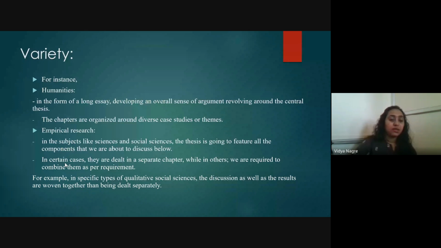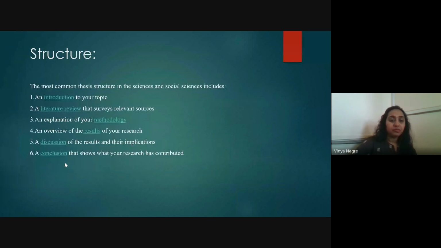So in certain cases, they are dealt with in a separate chapter, while in others, we are required to combine them as per the requirement. So sometimes the research section is kept separately and the discussion section separately. Or in certain cases, they call it research discussions, and then they have a concluding chapter in which they add the findings of the study. So for example, in specific types of qualitative social sciences, the discussion as well as the results are woven together rather than being dealt with separately. Now this is a basic understanding.